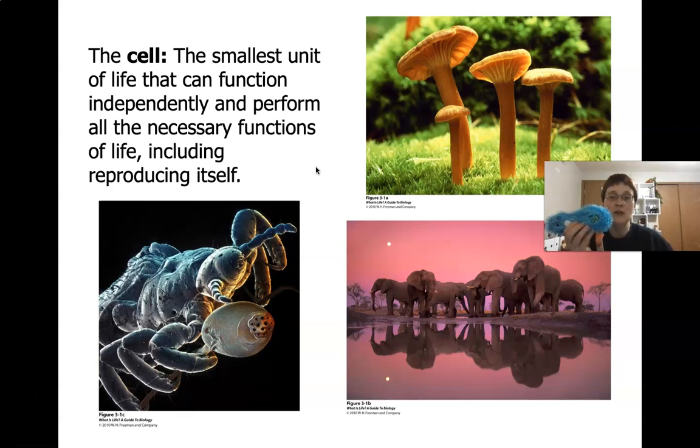alive. There are other things that you need to be able to be alive, like you need to be able to process food and reproduce, and that's exactly what a cell is. It's the smallest unit of life that can function on its own and perform the necessary functions like reproduction, getting food, all those sort of things.